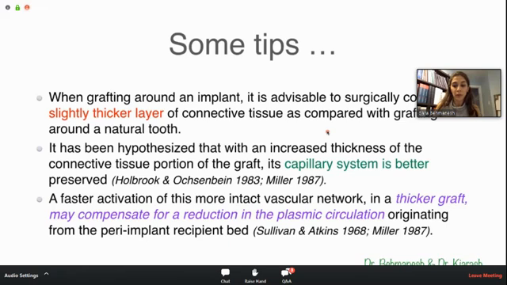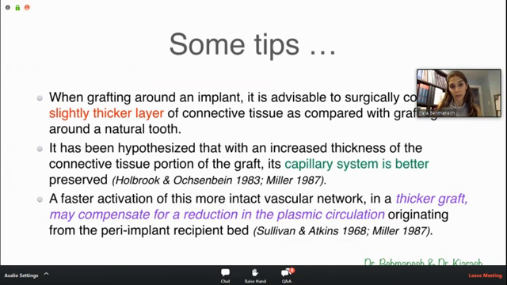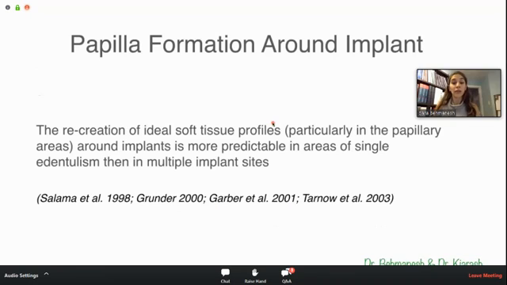Whoops, I went one slide too far. Now, how do we do papilla formation around the implants? Papilla formation around the implants can be tricky. It, again, depends on a lot of factors. It's the thickness of the soft tissue, how the implant is placed, how deep it is placed, what's the distance.